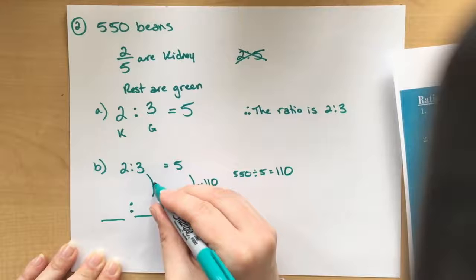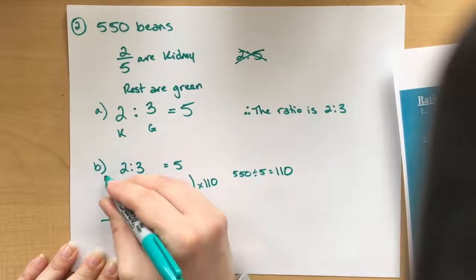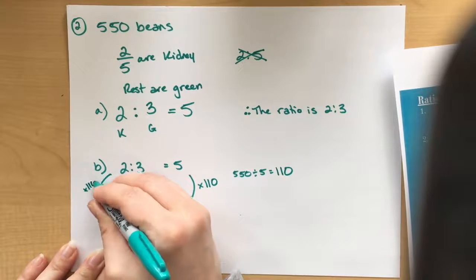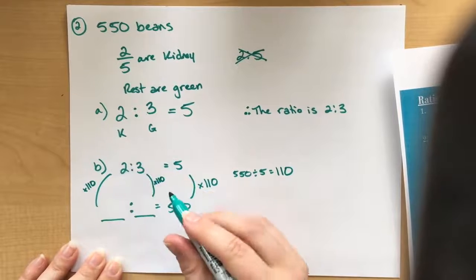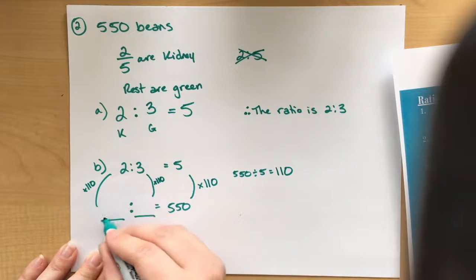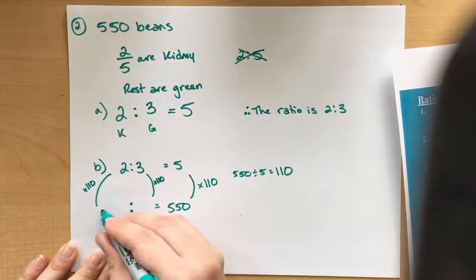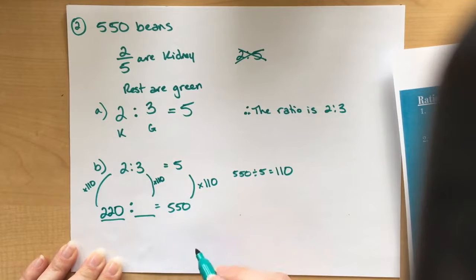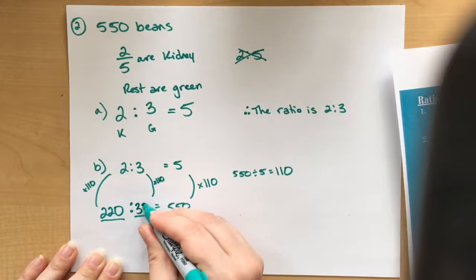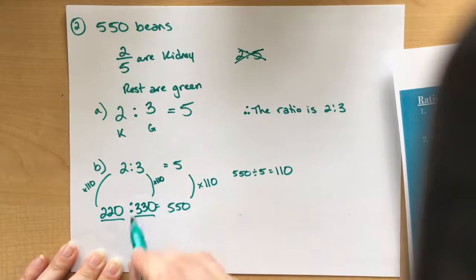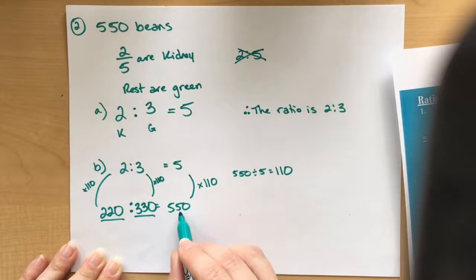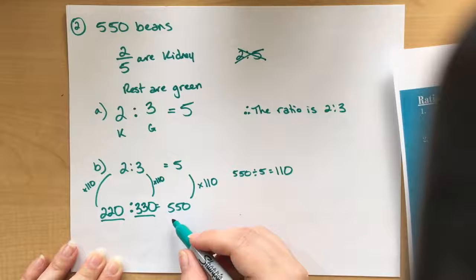What I do to one side, I've got to do to the other. So my scale factor of 110 means that 2 times 110 is 220, and 3 times 110 will get me to 330. And then just to double check that those are the correct ratios, if I added those together, 220 plus 330, they would equal the total of 550.